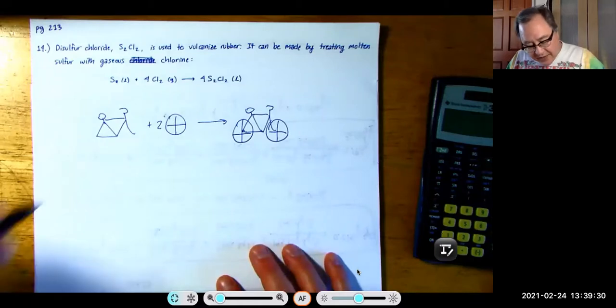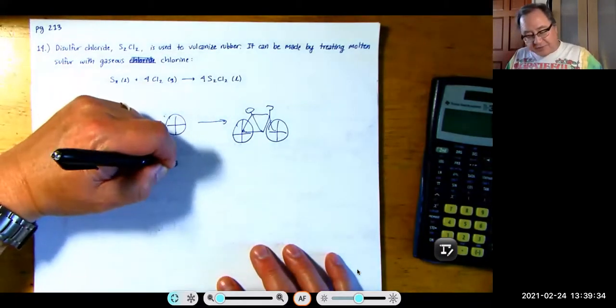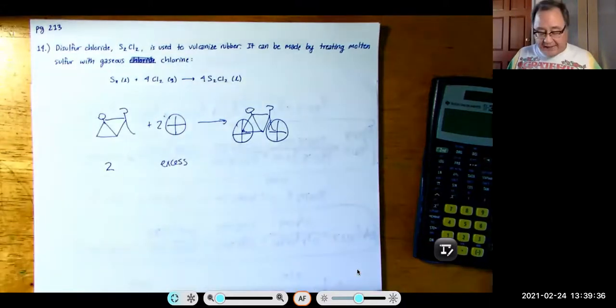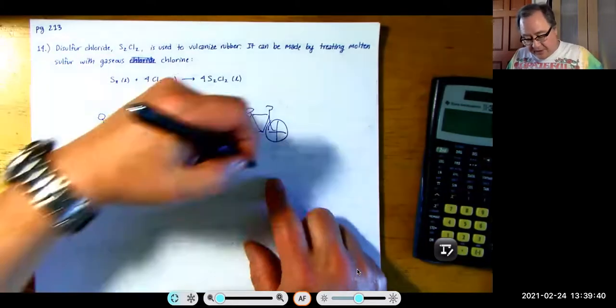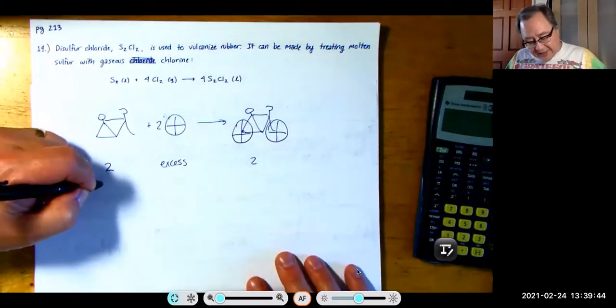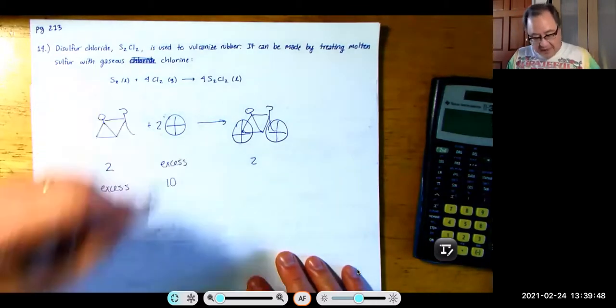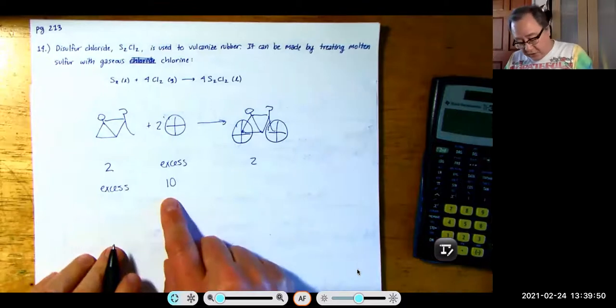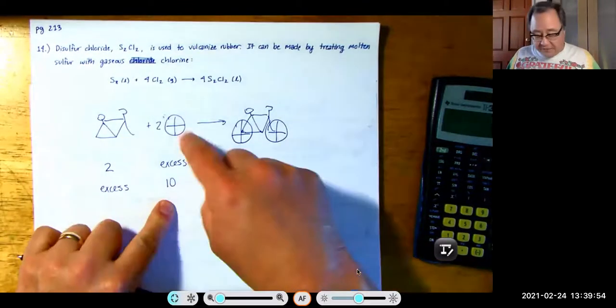So imagine that we have two bicycle frames and we have excess wheels, meaning we have as many wheels as we need, more than enough. How many bikes can we make? We can make 2. Now imagine that we had excess frames, but we had 10 wheels. How many bikes could we make? Well, we could only make 5, because we'd run out of wheels after that.